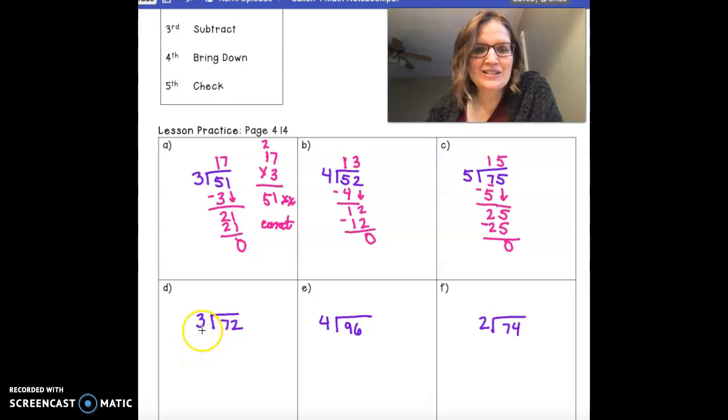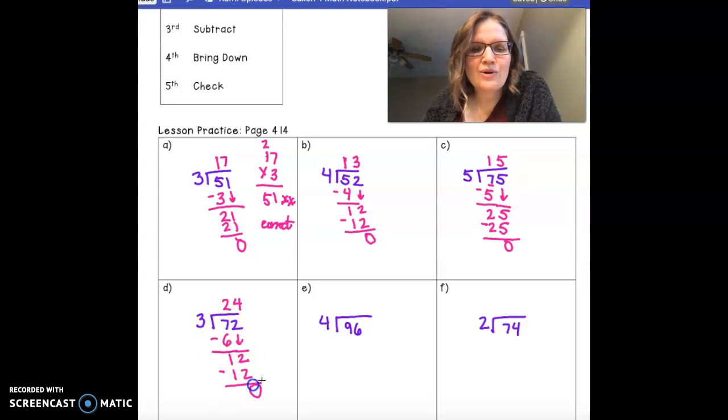Nice, nice, nice. 3 can go into 7. How many times? 2. 2 times 3 is 6. Subtract gives us a 1. We bring down our 2. We now have 12. 12 can be divided by 3 4 times. Another beautiful happy ending. 4 times 3 is 12. We subtract. No remainders.